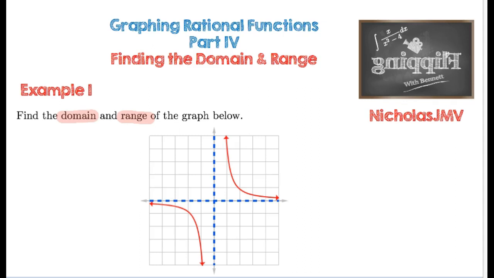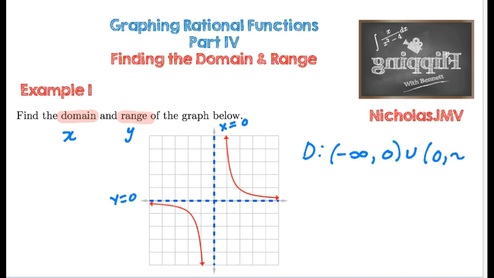So the domain deals with your x values, the range deals with your y values. If we look for the domain, we're looking horizontally, left to right. We start at negative infinity and hit this wall, this asymptote at x equals 0. Here's x equals 0, and this one is y equals 0. So I can use all numbers except 0. I write that as negative infinity to 0, union 0 to infinity, and everything's in parentheses because I can't include 0. It would make my function undefined.